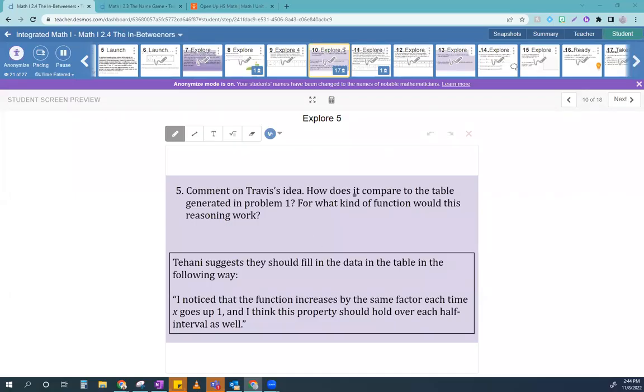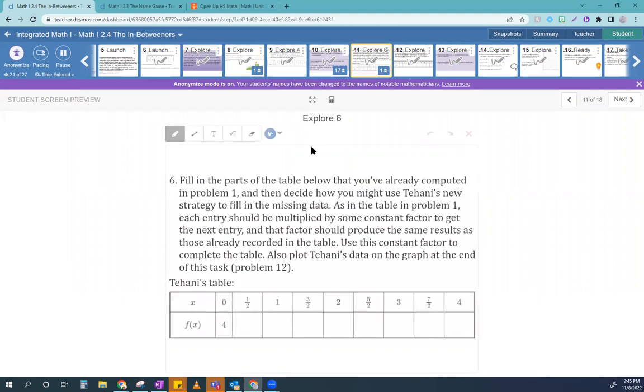Okay, so you all said, Ms. Johnson, I don't think, I do think. A bunch of you have told me in the chat whether you think it is or not. Very good. Okay, so Tahani suggests they fill out the table in the following way. I noticed that the function increases by the same factor each time it goes up by 1. And I think this property should hold over half intervals as well. So fill in the parts of the table that you've already computed in problem 1, and then decide how you might use Tahani's way to fill in the missing data.